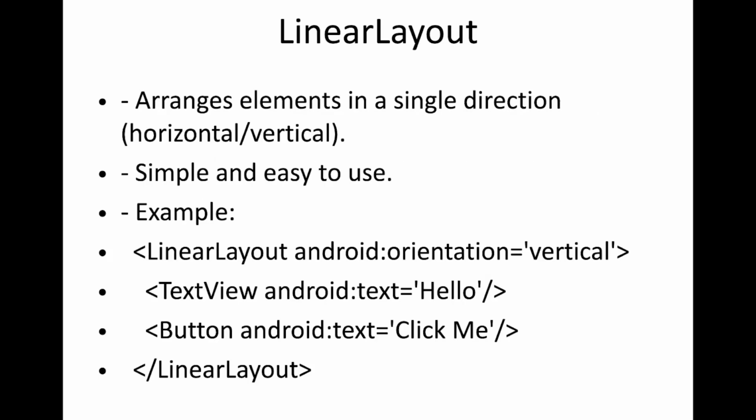Some types of layout: the first type is linear layout. This is a very simple layout, and it arranges elements in a single direction, horizontal or vertical. This is the theoretical part; I will show the practical later. Simple and easy to use. Example: linear layout, android:orientation vertical. Text view we can add inside, and button view also. And linear layout will close with a starting tag and closing tag.